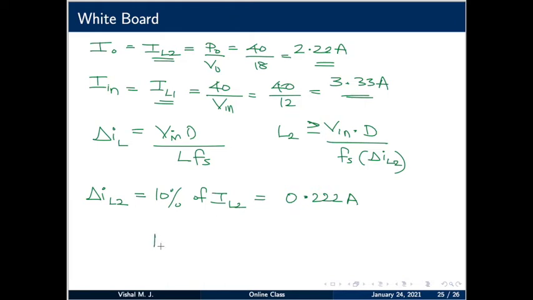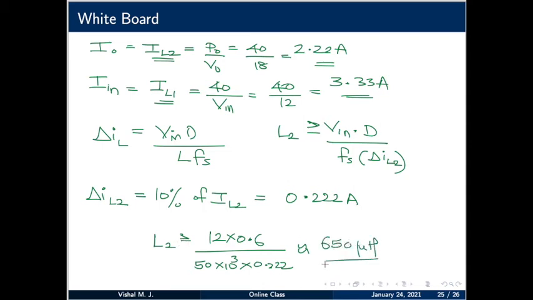So how can you calculate L2? L2 should be greater than or equal to, what is the input voltage? 12 volt. What is the duty ratio? 0.6. Switching frequency is 50 kilohertz. Delta IL2 is 0.222. So this comes to be 649 something you will get. Since it should be greater than or equal to, I am giving 650 microhenry. So this is the answer.